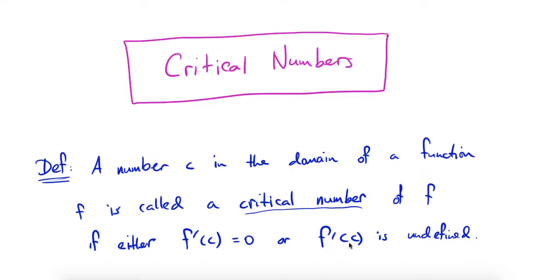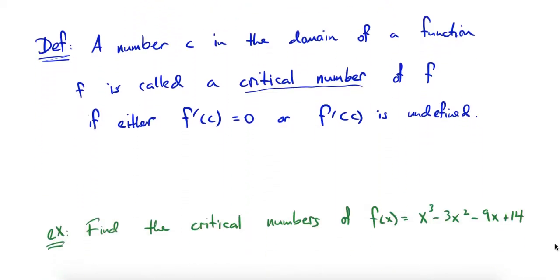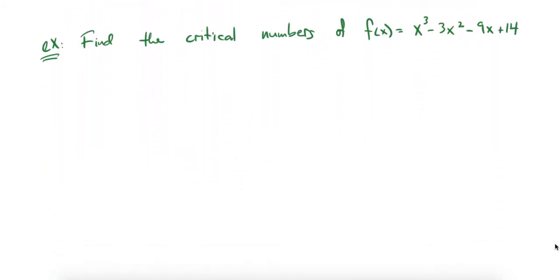In particular, the first derivative is undefined, but c is in the domain of the function, right? So you can plug c into the original and get something that makes sense, but when you try to plug c into the derivative, you get something undefined. Okay, so let's just do a quick example where we find some critical numbers.